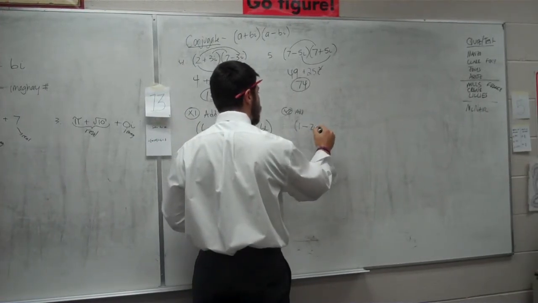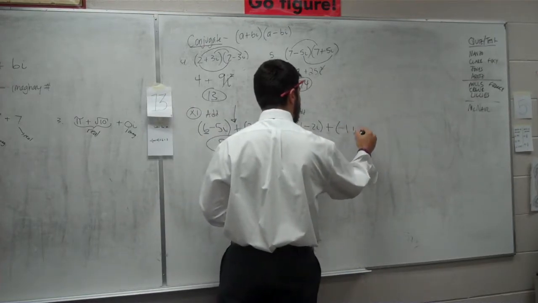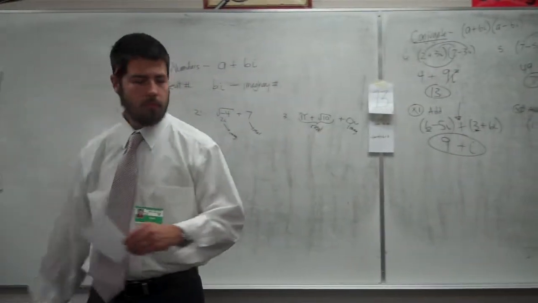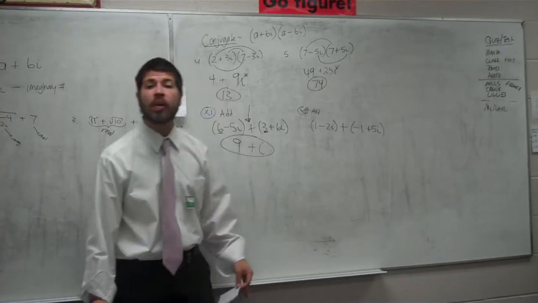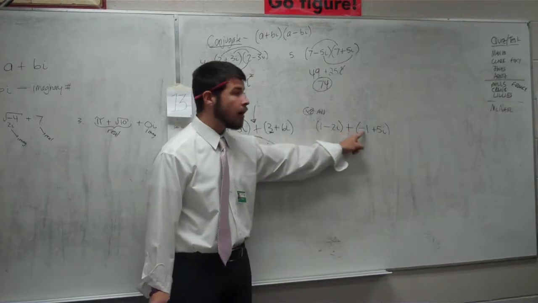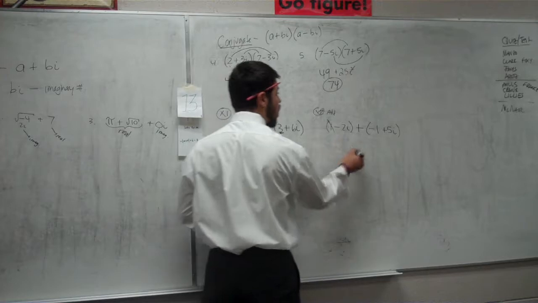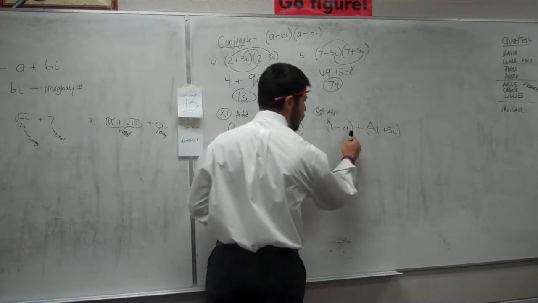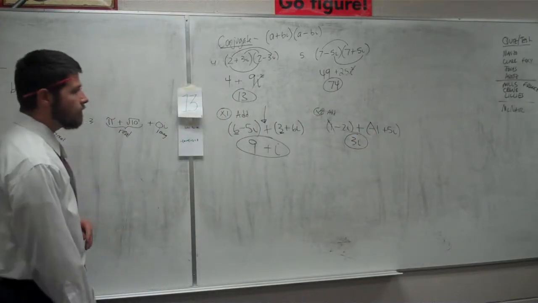1 minus 2i plus negative 1 plus 5i. What happens to my real parts? Look at it, my real part is negative 1. My real part is 1. What happens? Those are gone. That's okay. Negative 2i plus 5i is the final answer of 3i. Fair enough?